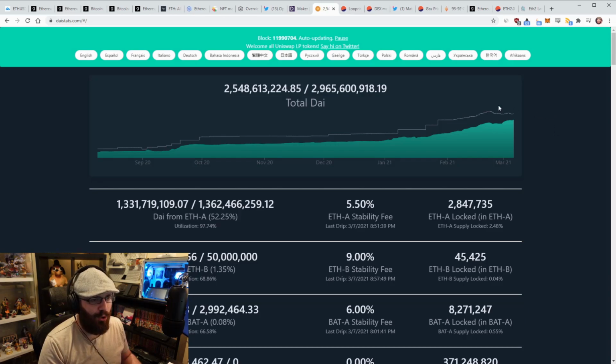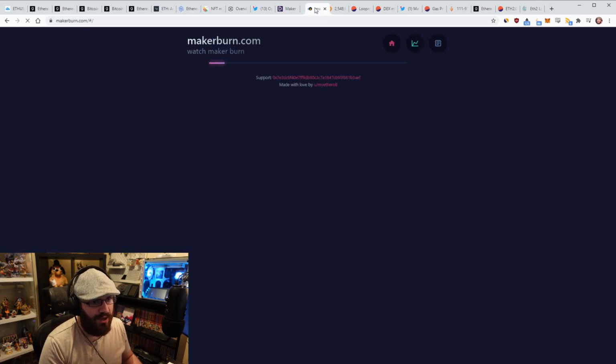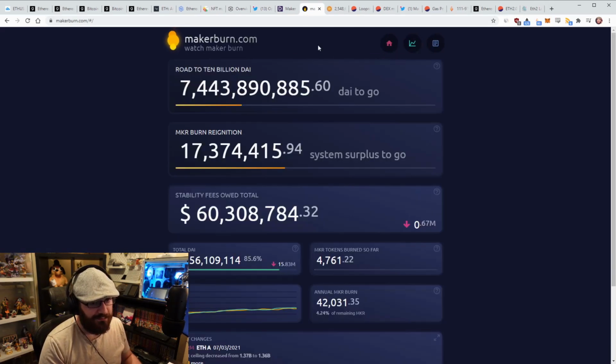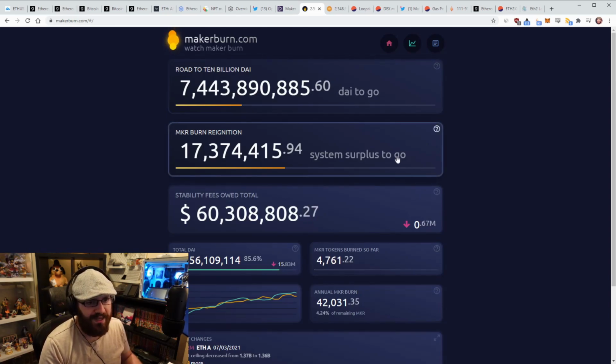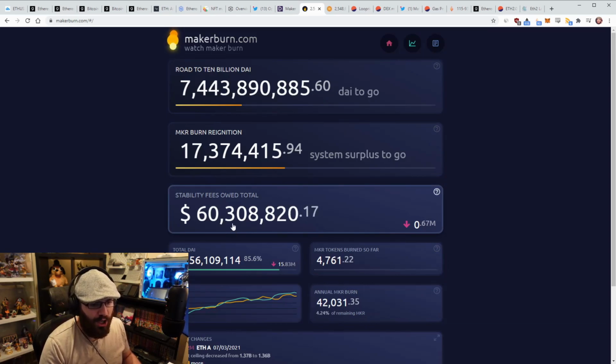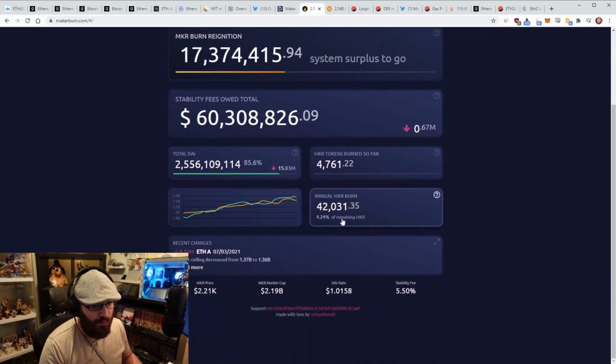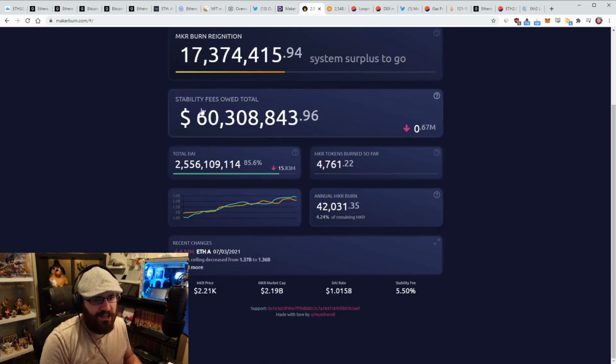The Maker burn, in terms of the token, you can see on the Maker burn site. It basically shows you the amount of MKR that's going to be burned, and the MKR that has been burned, based on the stability fees that are owed. So there's $60 million worth of stability fees owed, which means that the annual Maker burn right now will be 42,000 MKR. So over 4% of the supply is going to be burned each year based on the stability fees that are owed to the system.